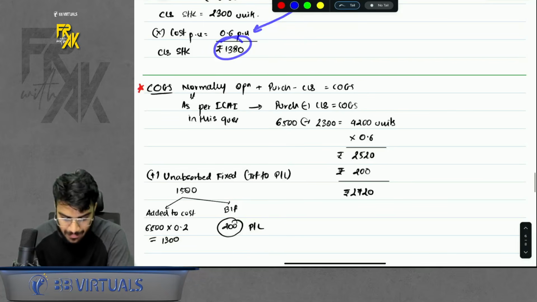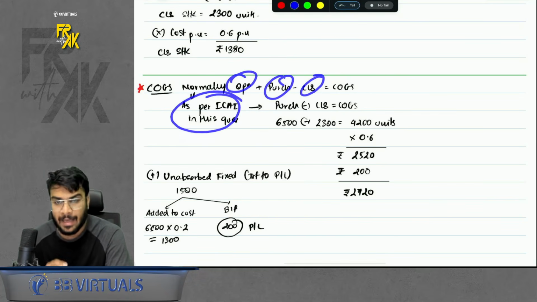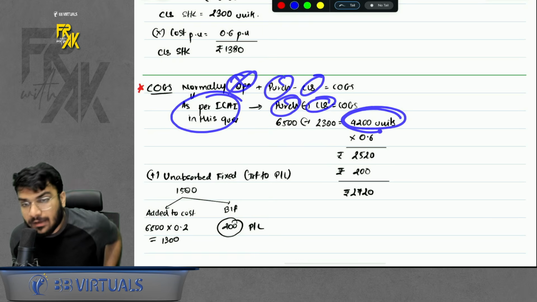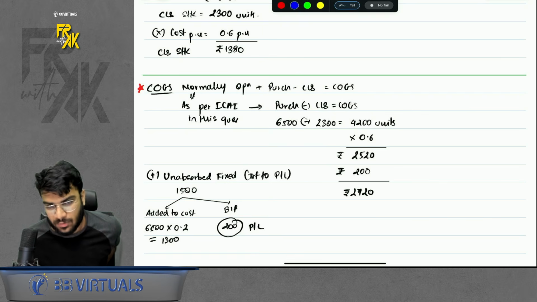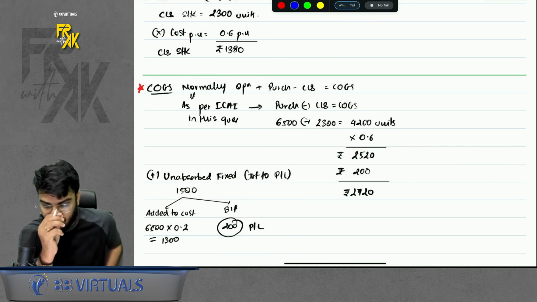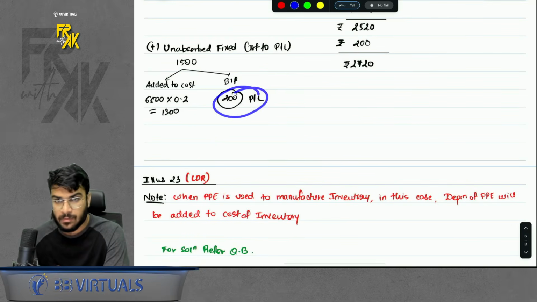Now normally, how do we calculate COGS? Opening plus purchase minus closing. In this question, as per ICAI, they have ignored the opening part and have only taken purchase minus closing. So if you take this, you will get units at 4200, multiply with this cost per unit, and you will get the amount to be added in COGS. Also, there is one more amount which will get transferred to P&L, not added in the COGS. Which amount? Fixed overheads which are unabsorbed. This is the calculation, and this will get transferred to P&L.